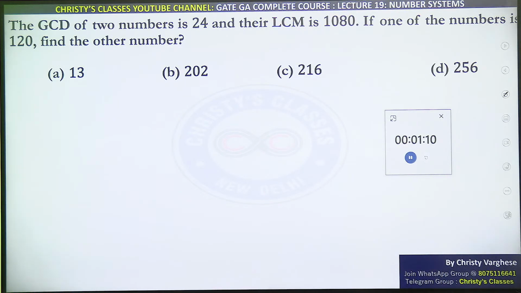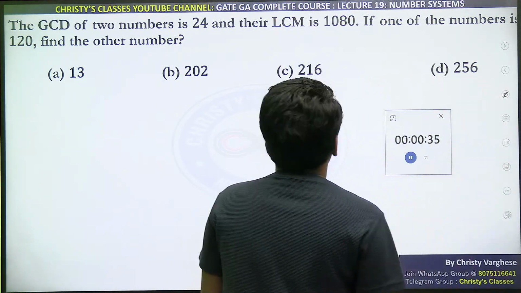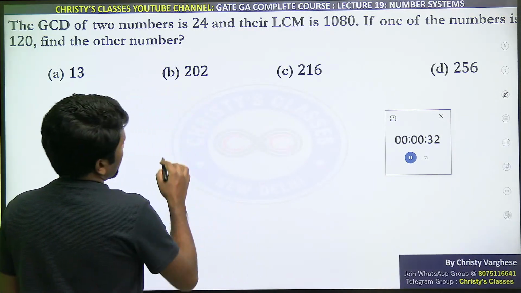Most of you got it right. Okay, this is very simple, right? GCD of two numbers is 24 and LCM is 2080.